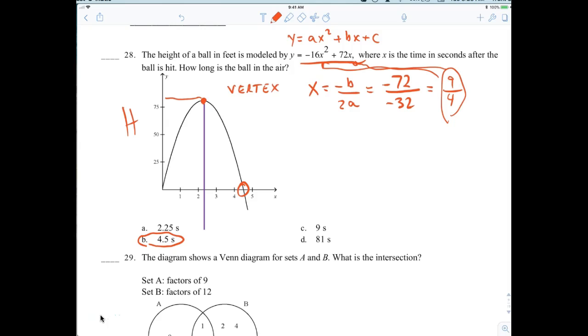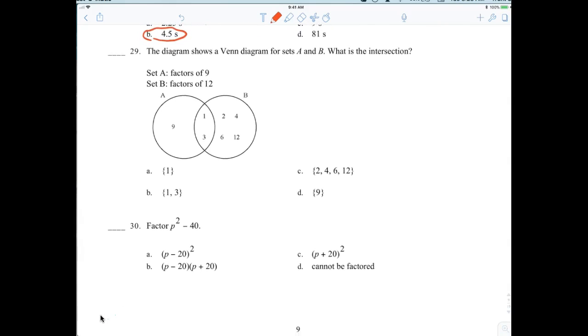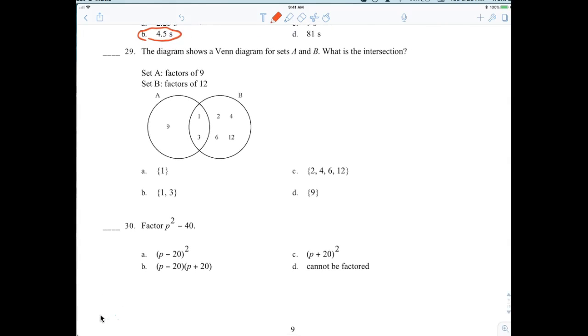All right, so let's check out 29 now. Again, we did not really do Venn diagrams, and I just feel like you should be able to figure it out. So let's see what it says. The diagram shows a Venn diagram for sets A and B. Now, remember what I tried to tell you yesterday. The intersection, the ones that they have in common. So what numbers do they have in common? 1 and 3. Okay, thank you.